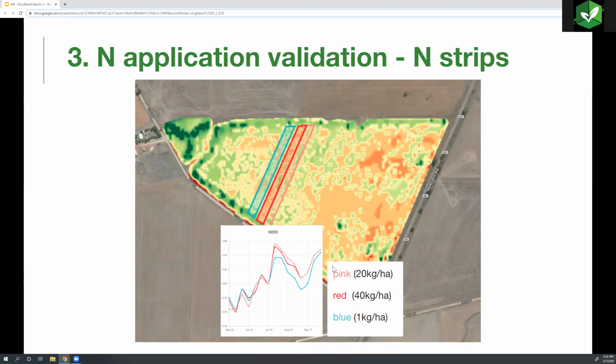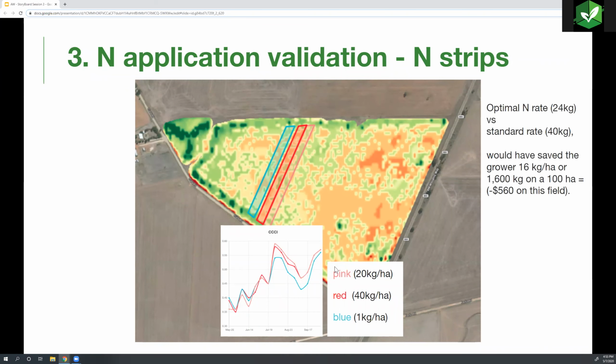What was pretty cool is that it also highlighted that the 20 kilograms is enough and is what would make sense in this case, which was similar to the recommendation that the algorithm provided. So doing the math on that, 24 kilograms instead of the 40, you would have saved the grower about 16 kilograms per hectare, which is about $560 on this field. A lot of people refer to this as maximization of profit, or in Australia, they call it cost reduction or optimization of ROI.